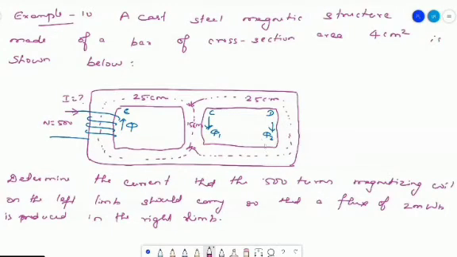So which means that this phi 2 is given to be how much? So phi 2 is given to be 2 milliweber. And we know that phi is equal to phi 1 plus phi 2. That is again a result that you can use for solving this problem. And assume mu r is equal to 600 and neglect leakage.